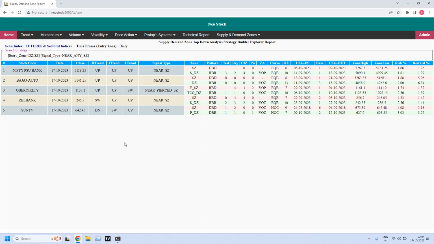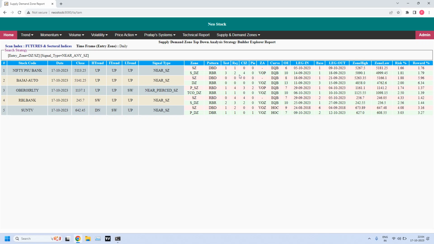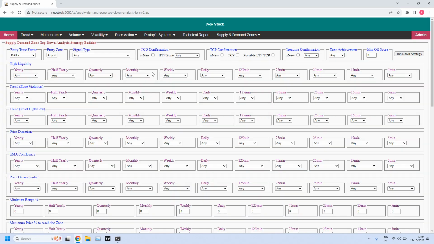So if you want to find such kind of stocks having any high liquidity zone, let me show you. Let us go to the top-down analysis strategy builder. So entry time frame is daily. I want to find demand zone and look into this parameter, high liquidity. So I am selecting the high liquidity as S by R. That means support, resistance, high liquidity zones.